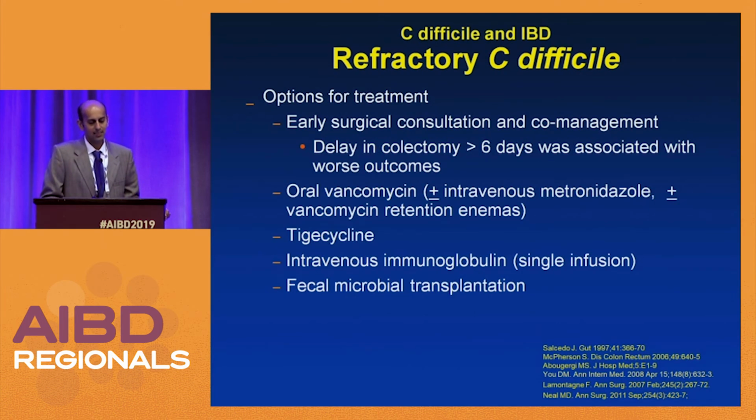For refractory C. diff, it's really important, particularly in hospitalized patients, to obtain early surgical consultation. Studies have shown that a delay in colectomy beyond 6 days was associated with worse outcomes. In really, really ill patients, you can combine oral vancomycin with either vancomycin retention enemas, which help get some colonic vancomycin concentration when someone has ileus otherwise. You can use intravenous metronidazole, which does get into the colon and is helpful in this setting.